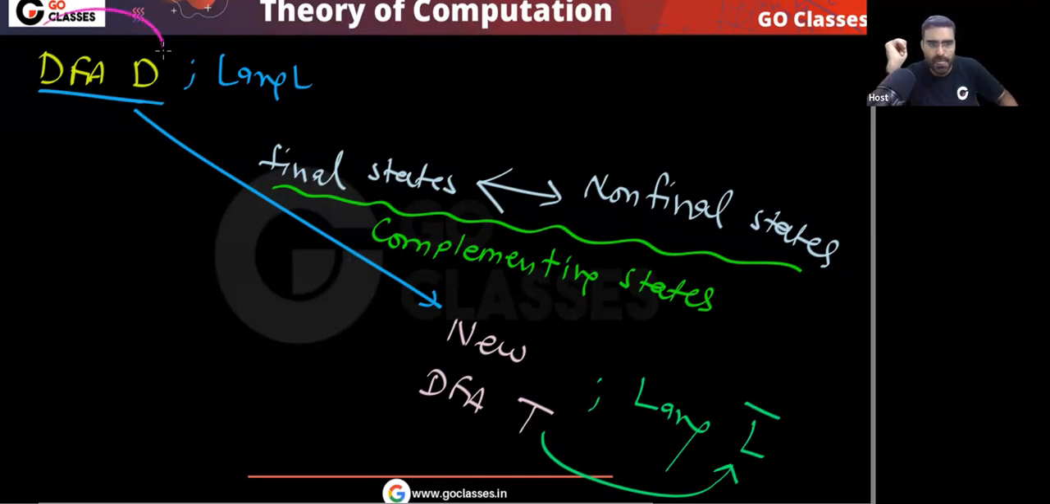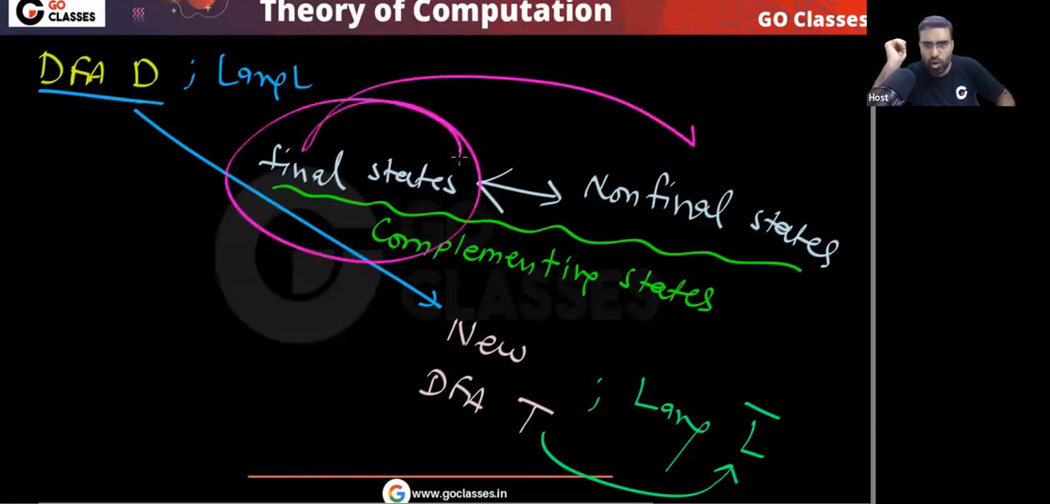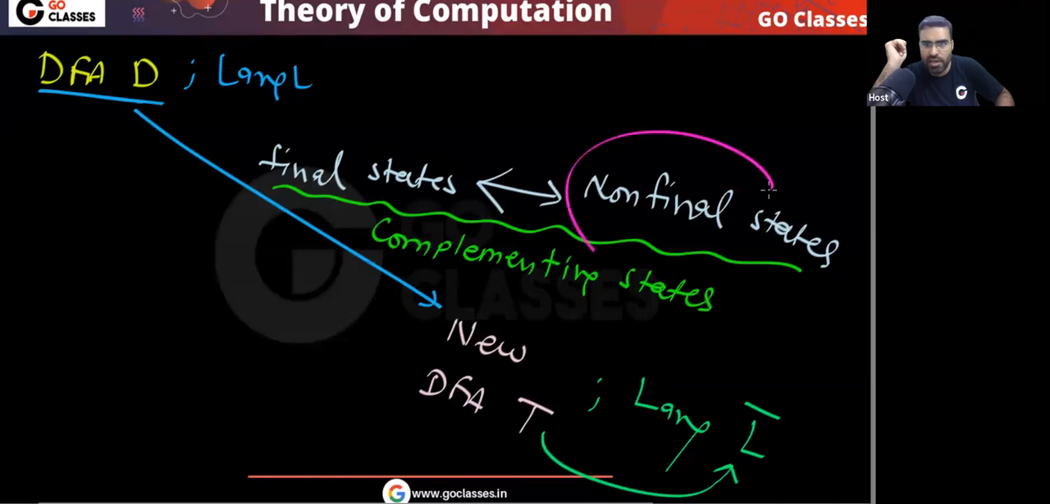This we already know. If you have a DFA whose language is L, you complement the states. Every final state, you make it non-final. Every non-final state, you make it final. If you do this, you will get a new DFA, let's call it T. The language will be L complement.